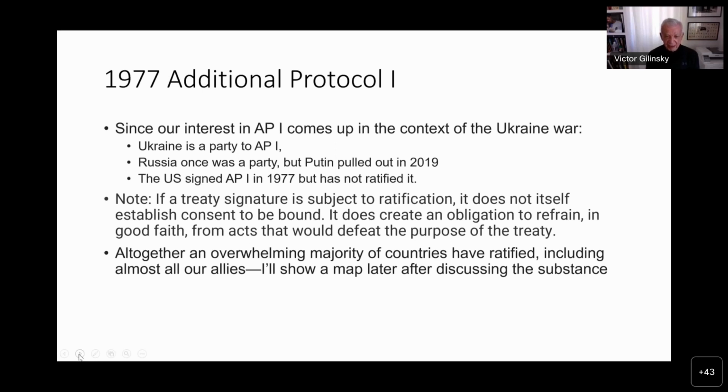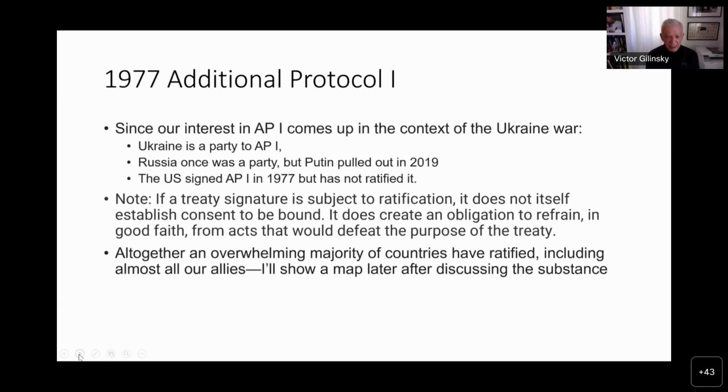Ukraine is a party to the AP1, dealing with nuclear power plants. Russia once was a party, but Putin pulled out in 2019. He claimed that it was unfair to Russia. The United States signed the AP1 in 1977, which is when it was put forth, but never ratified it. And I'll explain some of the reasons, or I'll quote some of the reasons.